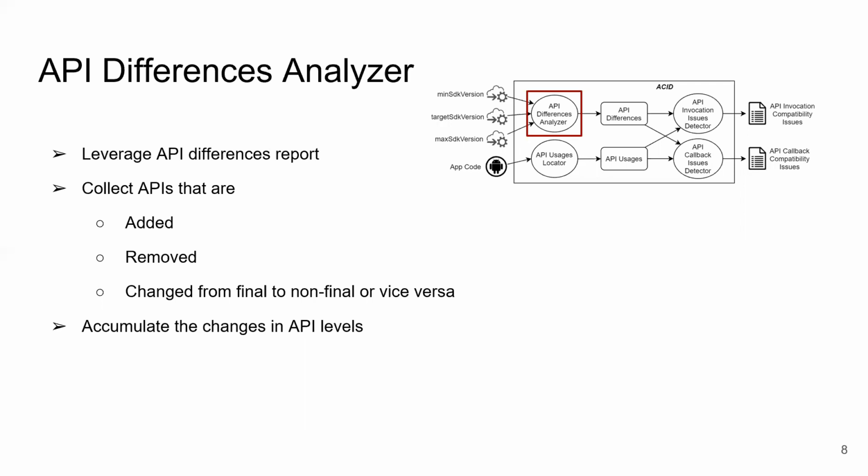ACID parses the differences of all the API levels between min SDK version and max SDK version. This allows it to determine which method invocations and callbacks can potentially induce compatibility issues in each API level within the API range that is supported by the app. The API differences report does not consider the differences between non-adjacent versions. So ACID accumulates all the changes compared to the target SDK version of the app to identify suspicious APIs.